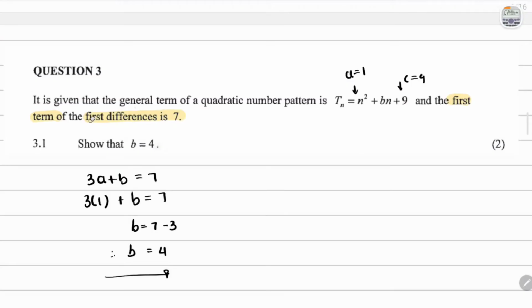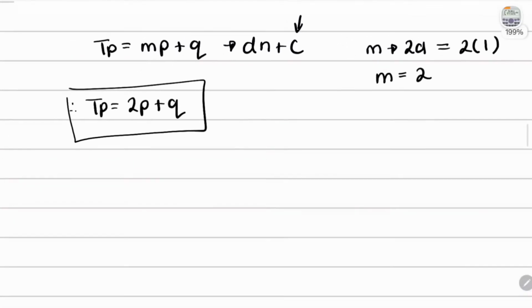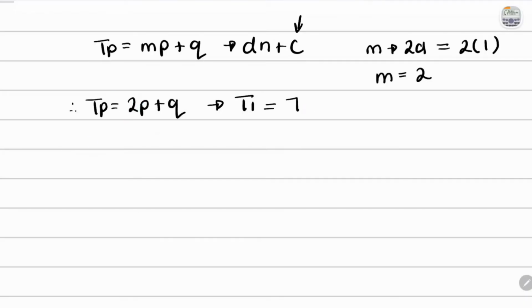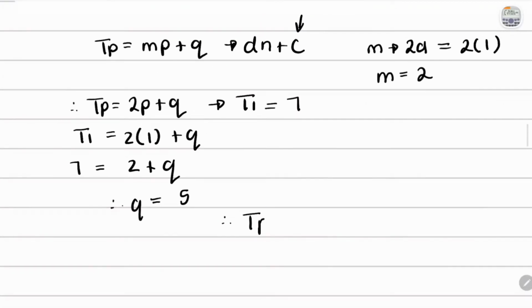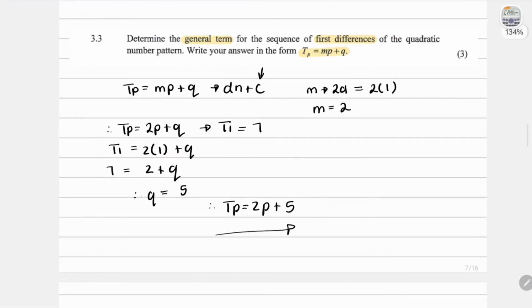They told us in the beginning that the first difference's first term is 7. So this is what we can substitute here. We know that term 1 in this pattern is equal to 7. So we'll substitute it here. T1, so in place of p, we're substituting 1, is 2 times 1 plus q. And in place of T1, we say 7 equals 2 plus q. And so if you transpose the 2, it's 7 minus 2. So q is equal to 5. And so therefore, the formula is Tp equals 2p plus 5, and that is our answer.